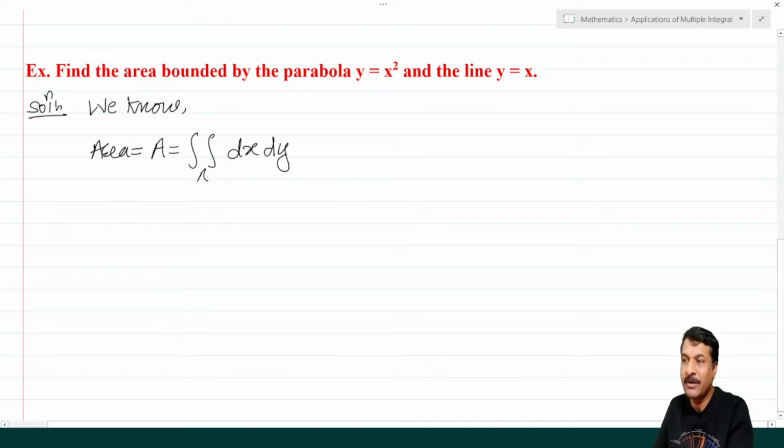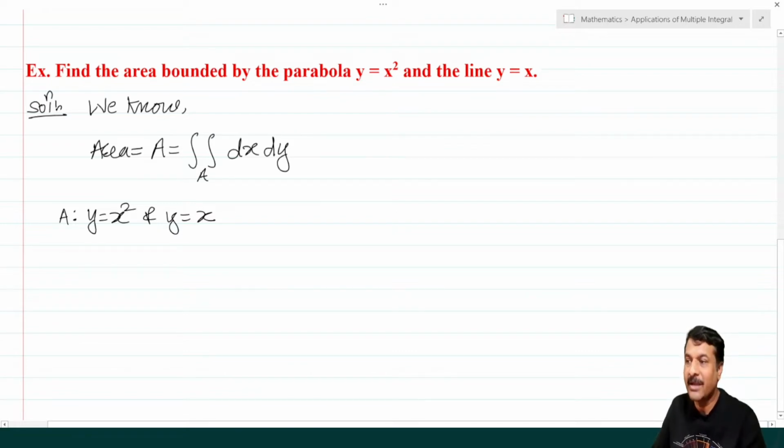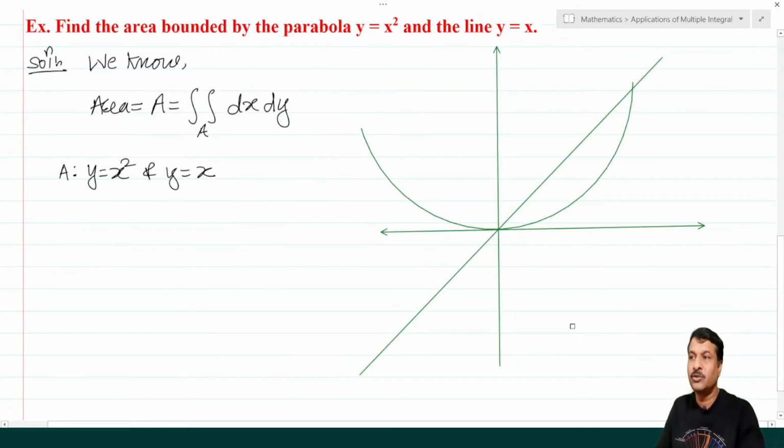So here I will write A. So area is what? Bounded by y equal to x square and line y equal to x. So draw this figure. Roughly you draw the figure and find the limits of x and y. So here is the area bounded by y equal to x square and y equal to x. So here x axis, here y axis, here y equal to x square, it is a parabola symmetric about the y axis, and y equal to x.